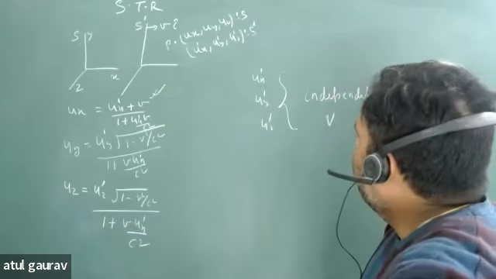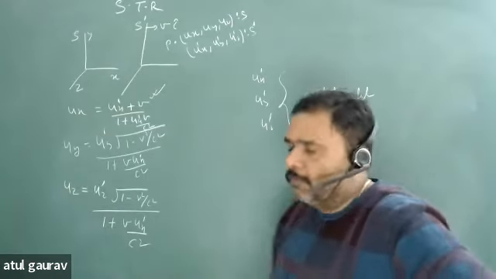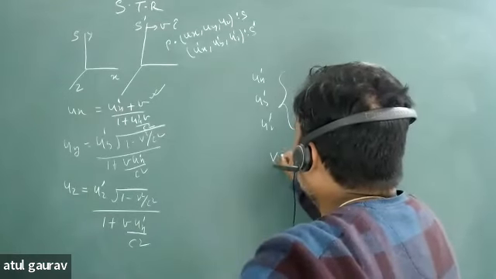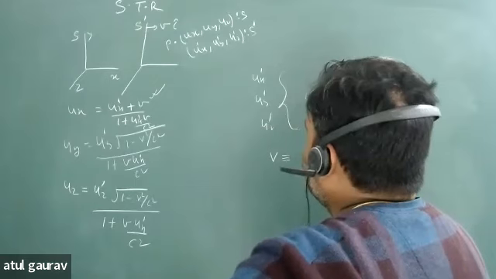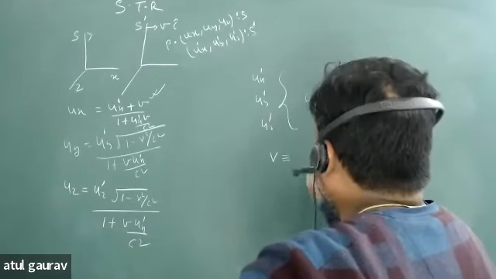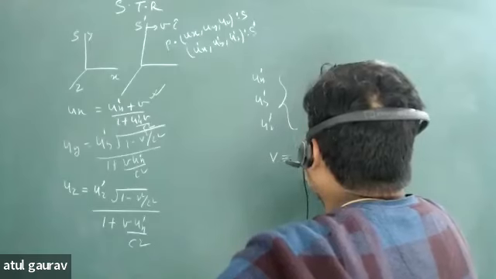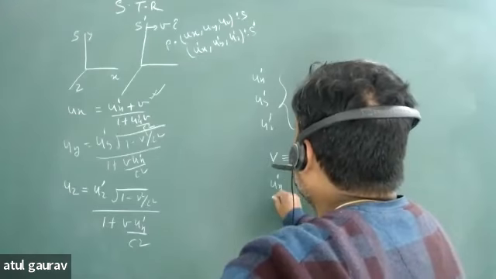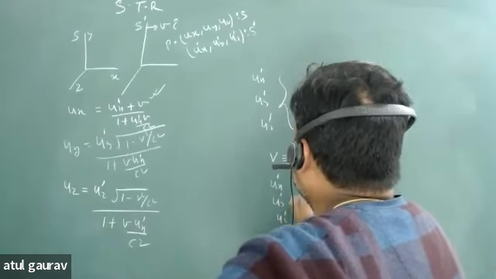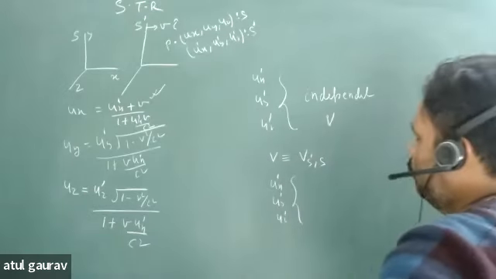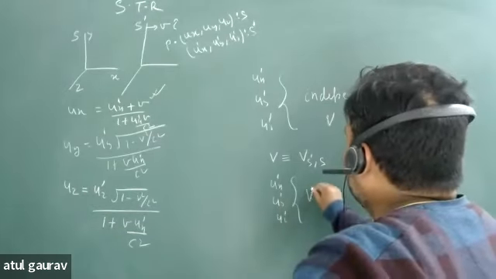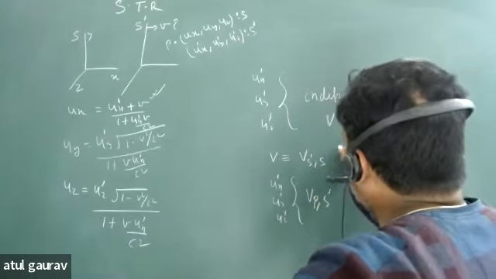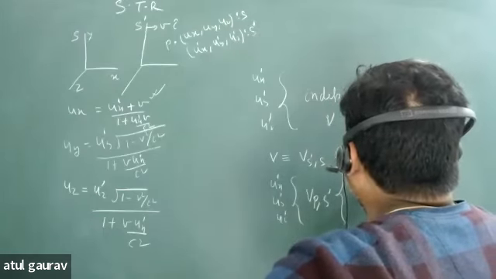Okay, so in the examination, what do you have to do? By the way, first tell me what is v. What is the definition of v? Velocity of S dash with respect to S. Very good. Now what are ux dash, uy dash, uz dash? Velocity of the particle with respect to S dash. Very good. So these are independent variables.